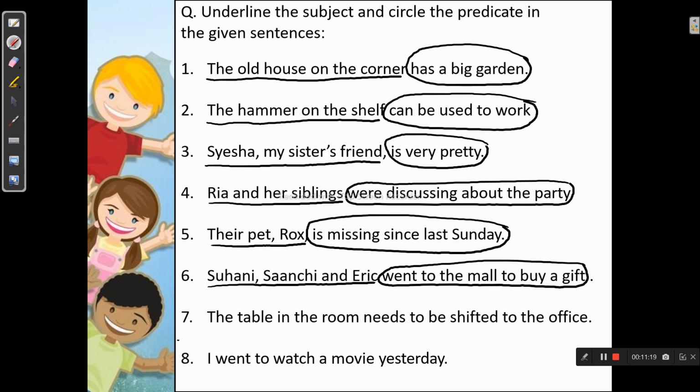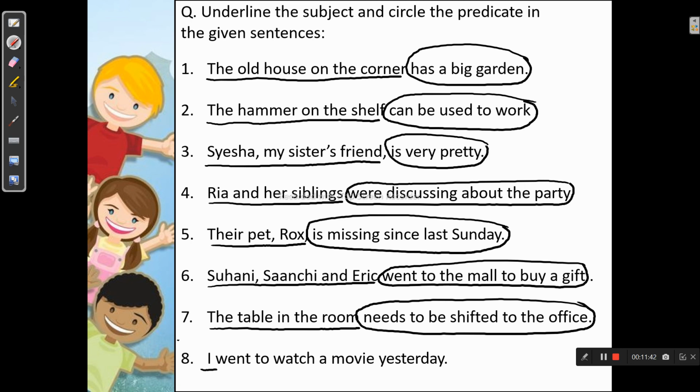The table in the room needs to be shifted to the office. So what needs to be shifted to the office? The table in the room becomes complete subject. Needs to be shifted to the office is predicate. I went to watch a movie yesterday. Who went to watch a movie yesterday? I. So pronoun I becomes subject here. Went to watch a movie yesterday becomes predicate.